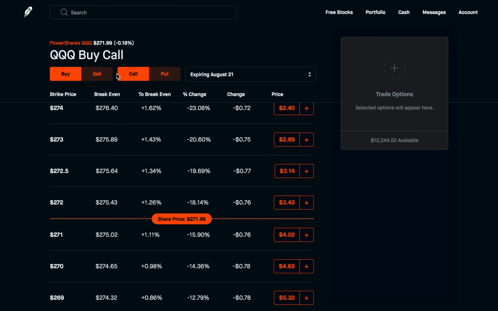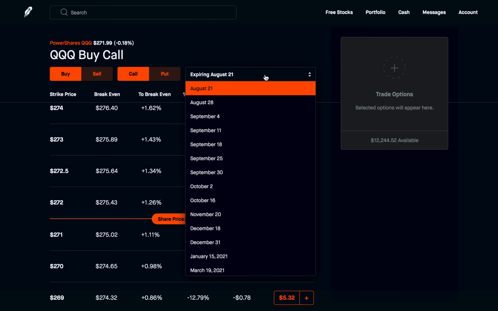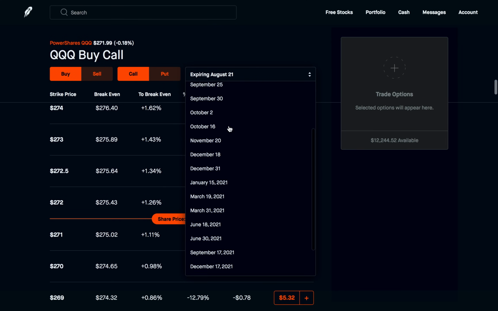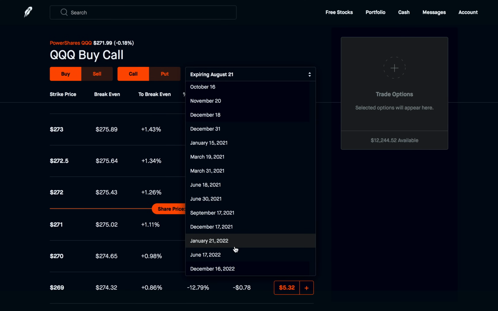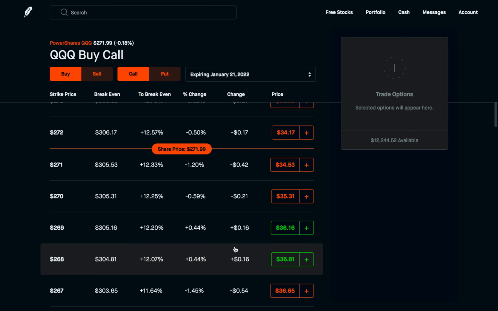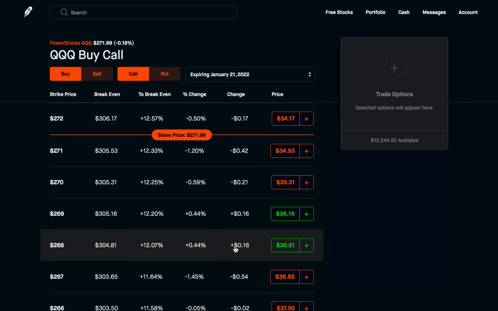And these are going to be options with more than 9 months until expiration. Okay, and so remember, you can choose your expiration date right here. And so today is August 21st, 2020. So let's go to, we'll do January 21st, 2022, okay? So it's a little bit more than a year, and that's completely fine.